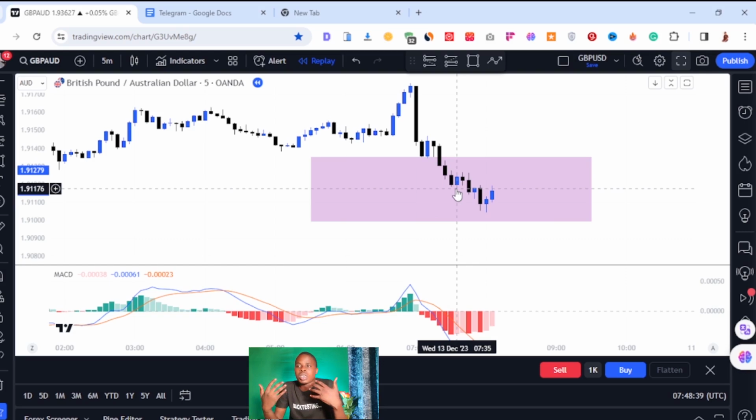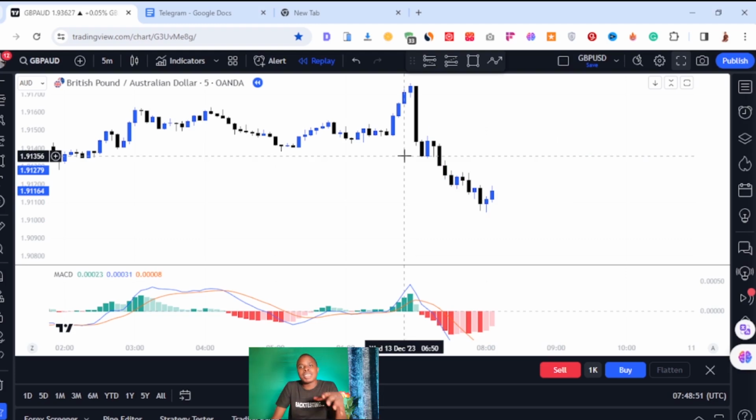I didn't say you should place a trade when it crosses over, but you can get the general direction of where the market is likely to go in the next few minutes. This is because the MACD shows momentum. That's the number one goal of the MACD. It shows you momentum in the market.